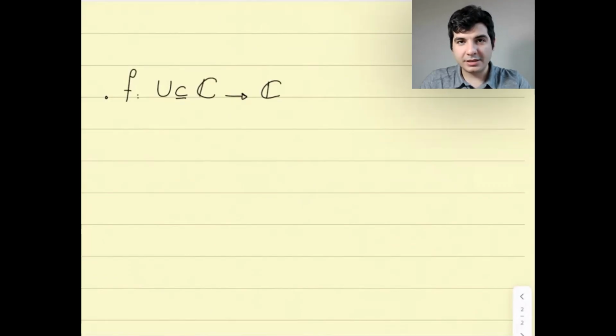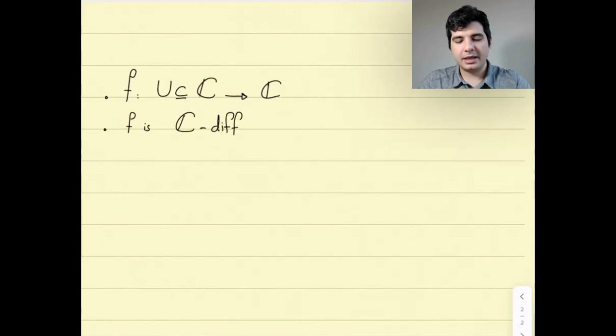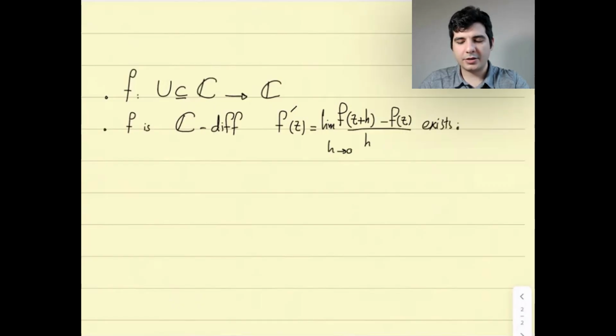We defined what is the complex derivative of a function. So we learned we say f is complex differentiable at a point z if this limit exists. The limit that defines the derivative, which is the limit of f of z plus h minus f of z over h when h goes to 0, if this limit exists, no matter how h goes to 0, right? We defined what it means for f to be holomorphic.